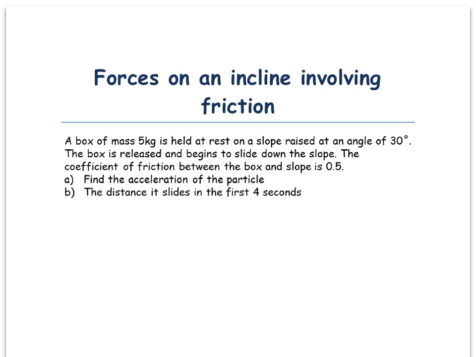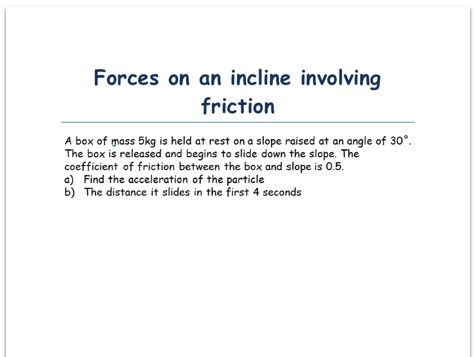It says a box of mass 5 kilograms is held at rest on a slope raised at an angle of 30 degrees. The box is released and begins to slide down the slope. The coefficient of friction between the box and the slope is 0.5. Firstly, find the acceleration of the particle. Secondly, find the distance it slides in the first 4 seconds. So, let's go through and highlight the key points.